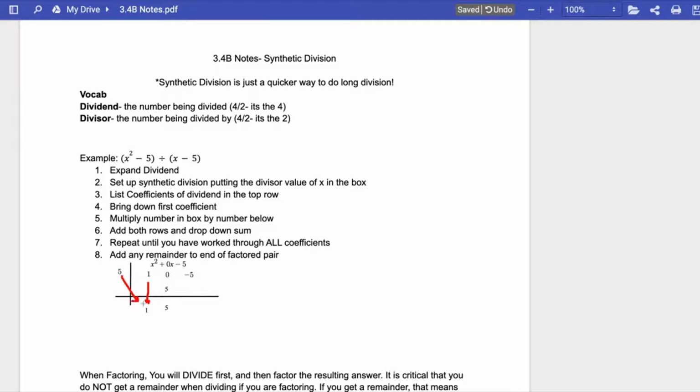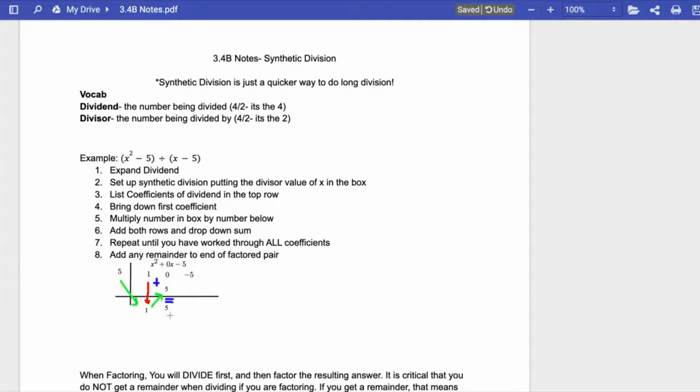I'll draw a little arrow so you can see where it came from. Let's change it to green. There we go. So I did 5 times 1 is 5. And then you add: 0 plus 5 equals 5. I'll even put that in a different color. What's nice is it just follows this pattern.